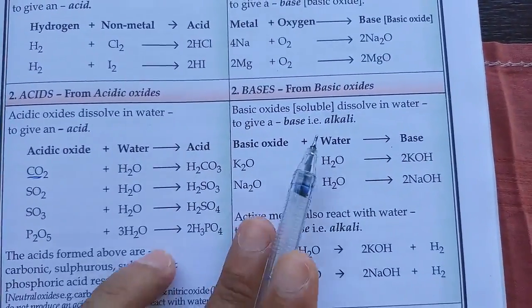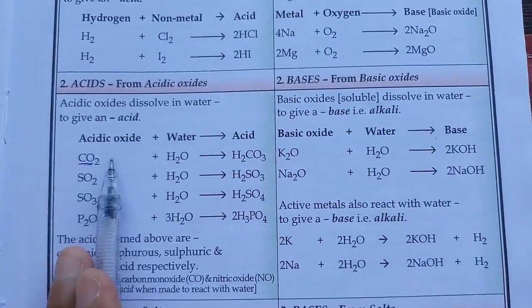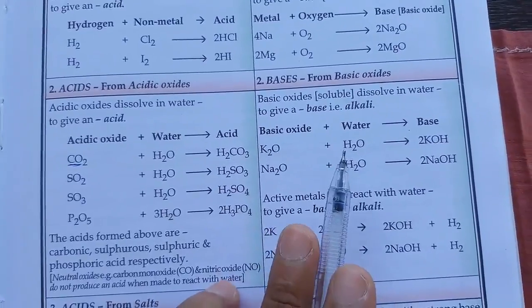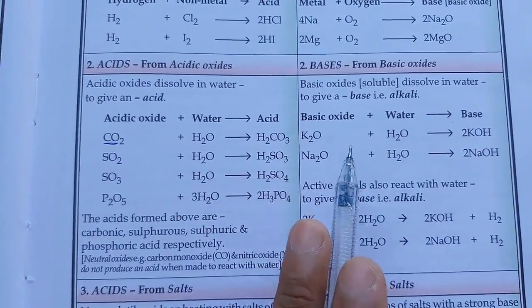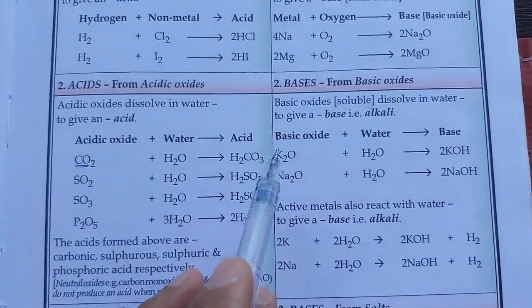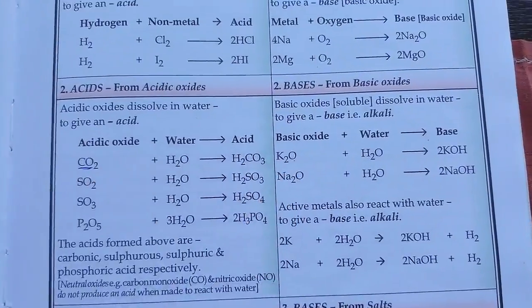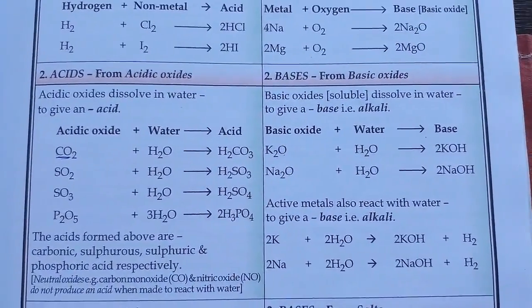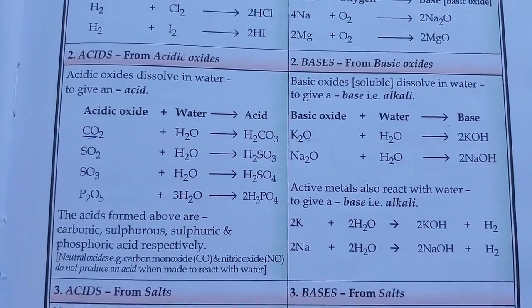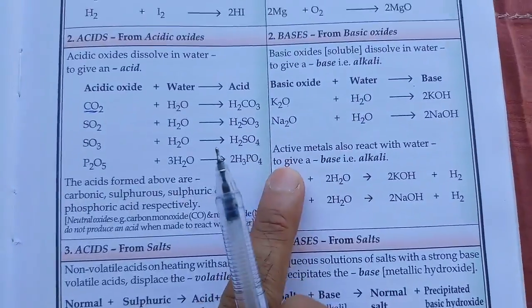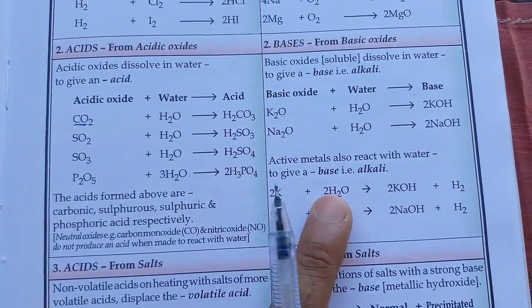If you take a look at the basic oxides, here we have acidic oxide, here we have basic oxides, which give you a base with water. I just explained it earlier. They have given these two alkalis, but there are many such basic oxides you can come across, which give you a base. Here they give active metals also react with water to give a base as alkali.